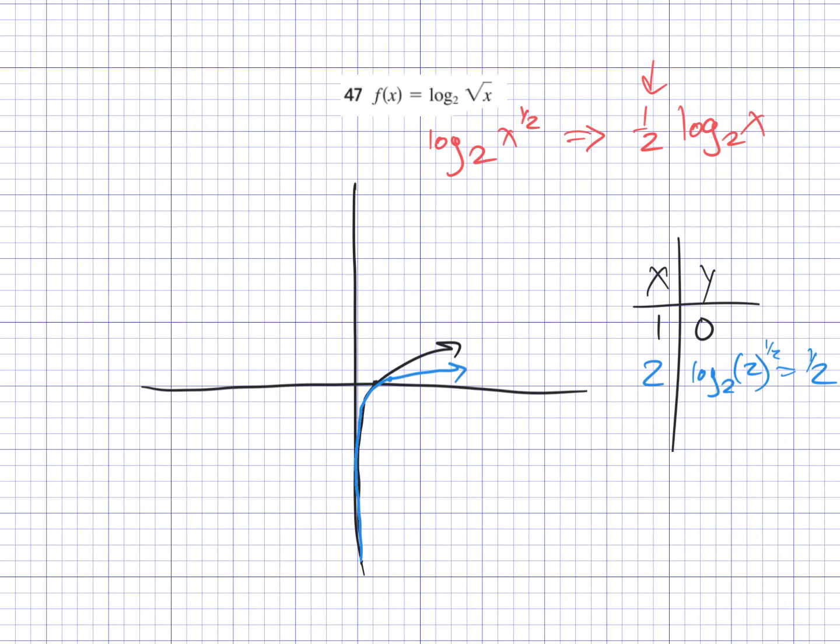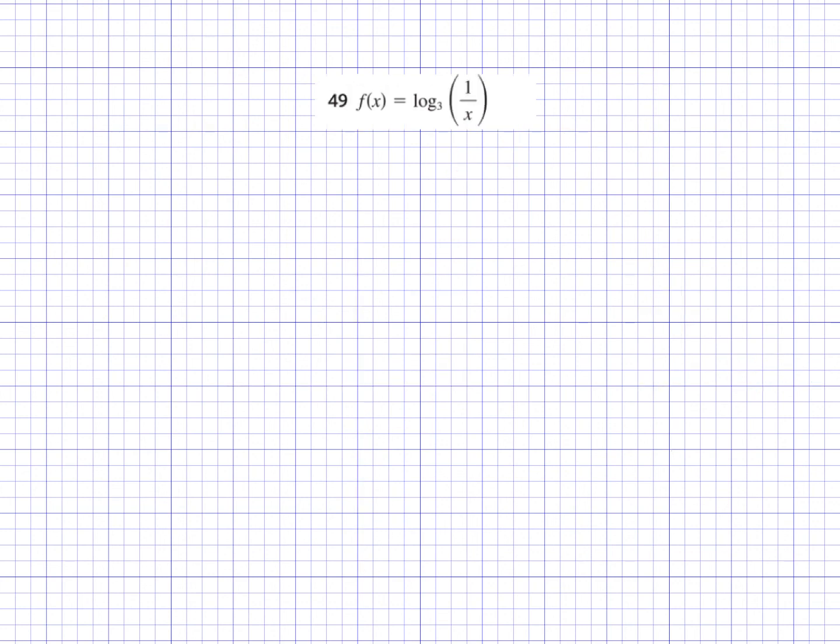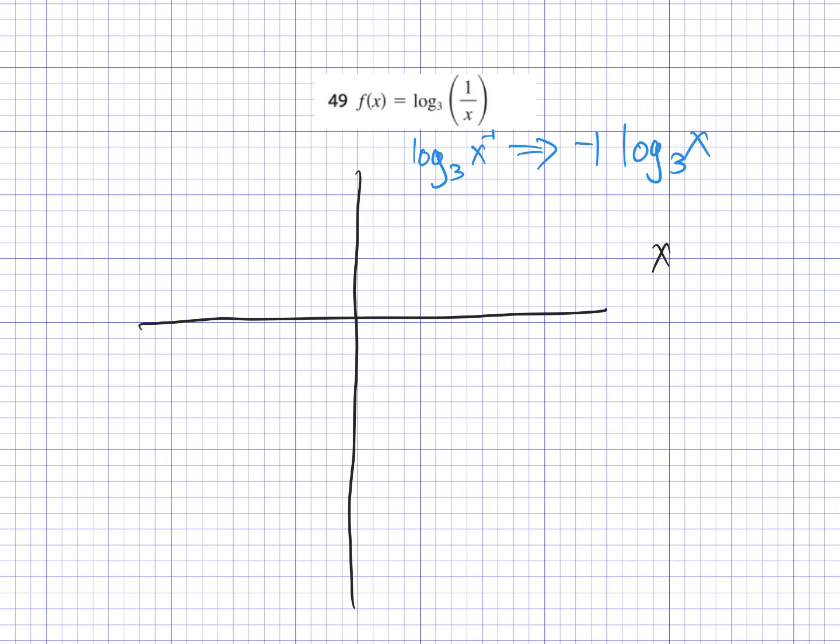All right. So moving on to the last problem. So what do we have here? We need to rewrite it. Now remember, x can't be 0, which we already knew. We're going to write this as x to the -1, which is -1 times the log base 3 of x. So if we look at this one, you can make an XY chart, and still, when x is 1, we still get 0.